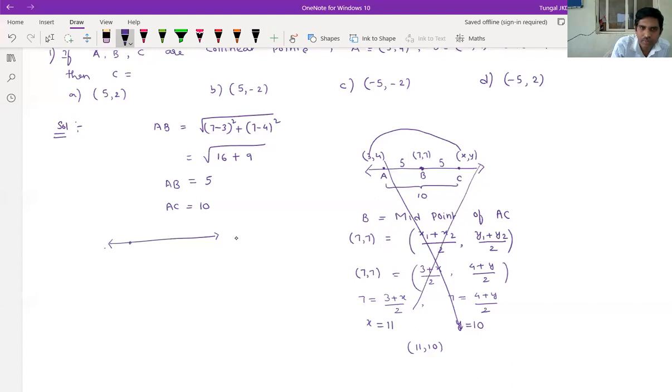A, C, next, B. If you take it like that, this is the order. Suppose you want to take it so, the given AB distance, how much is given? 5 units we have to get. AC distance, how much? 10. So therefore, we have to calculate this point. So B point, what is given? B point is 7, 7.